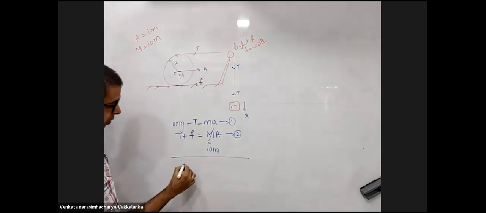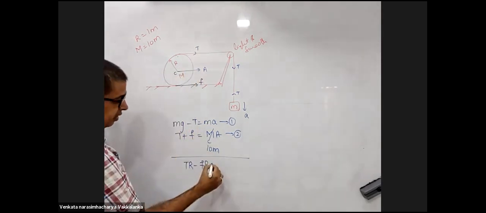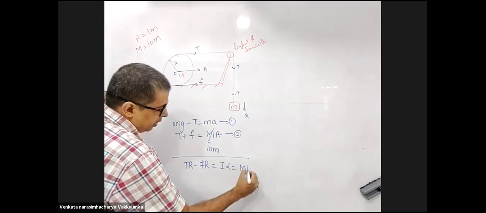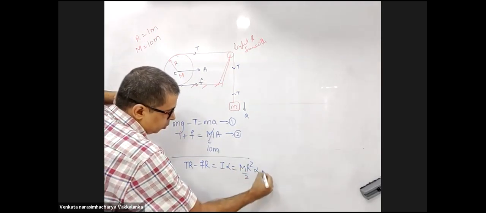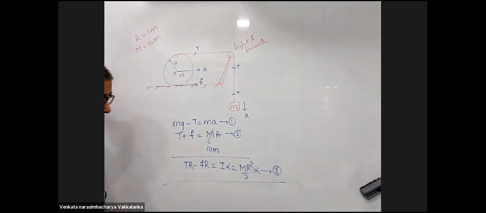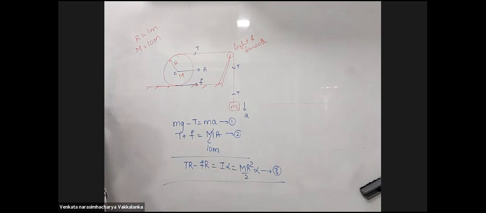Rotational dynamic equation for this, T into R minus F into R is I into alpha. I is capital MR square by 2, into alpha. Right? Capital M is 10 times small m. All three dynamic equations I'm done with.